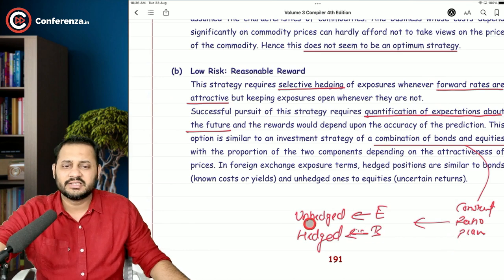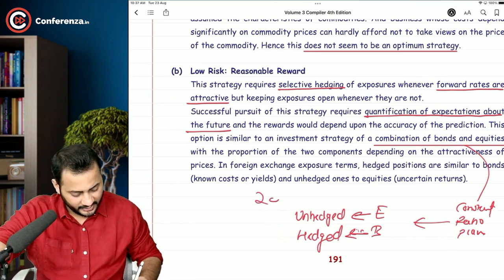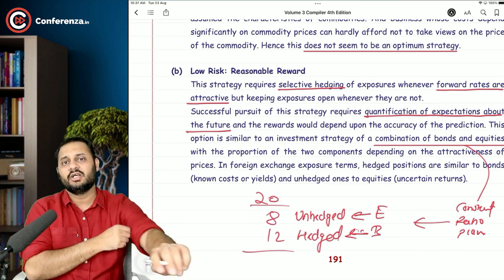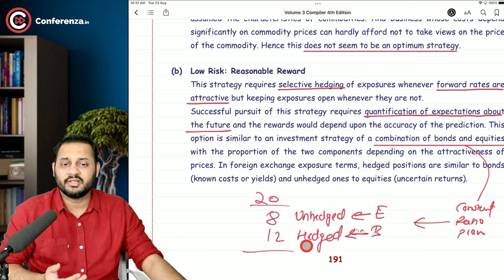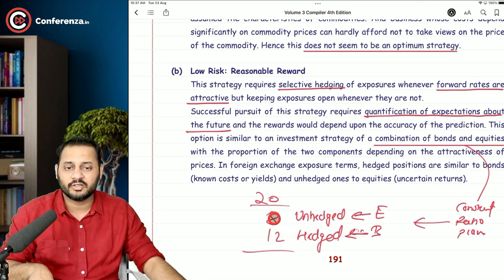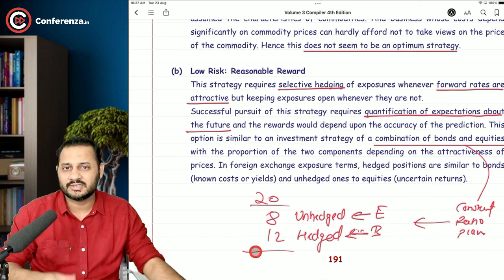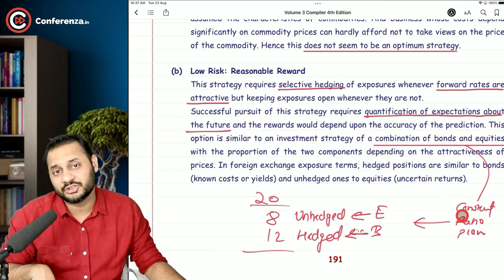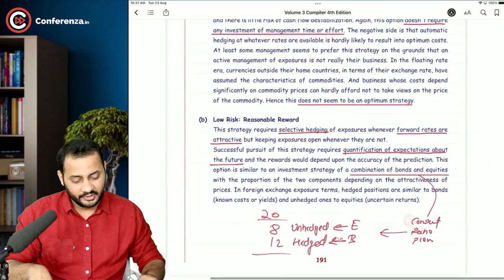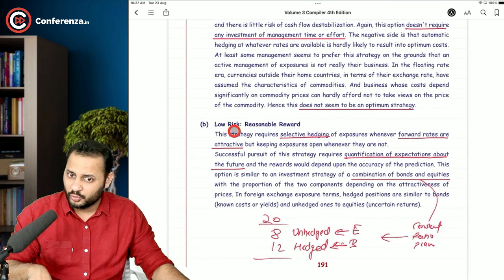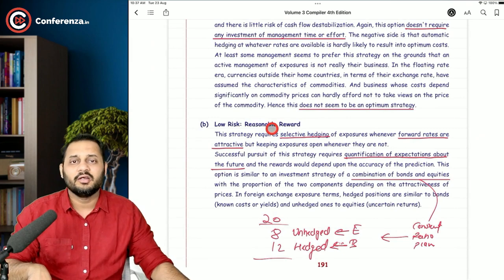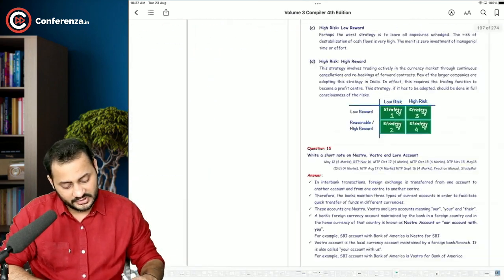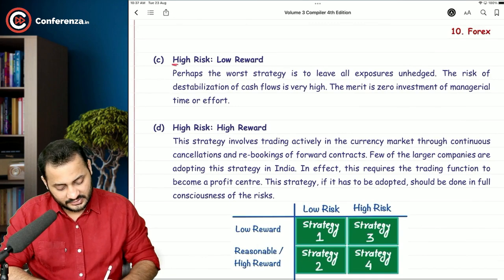So basically unhedged and hedged, out of 20 transactions, let's say you are keeping 8 transactions unhedged and 12 transactions hedged. So you have created a portfolio of equity of 8 crore and bonds of 12 crore. Just an example. So the unhedged and hedged positions in this situation are compared with that question, equity and bond. Okay, so this is how you are still going to take low risk because you are going to do the hedging, but a reasonable reward will be there in this strategy instead of low reward. Now let's come to the other two parts. The other two parts consist of high risk.